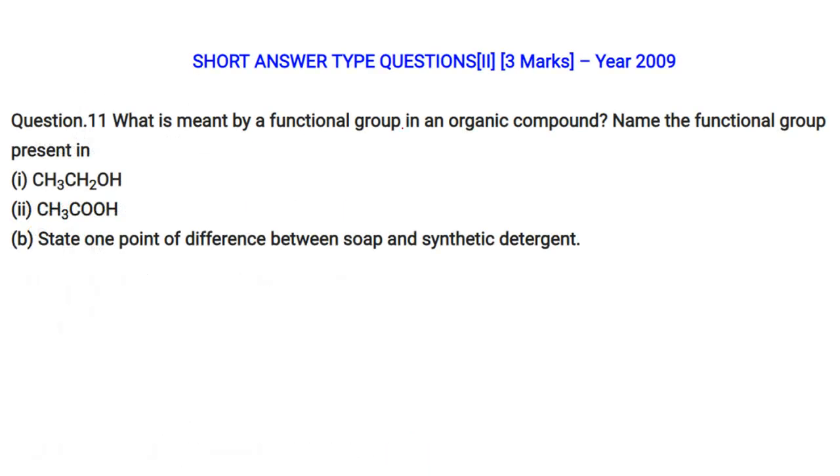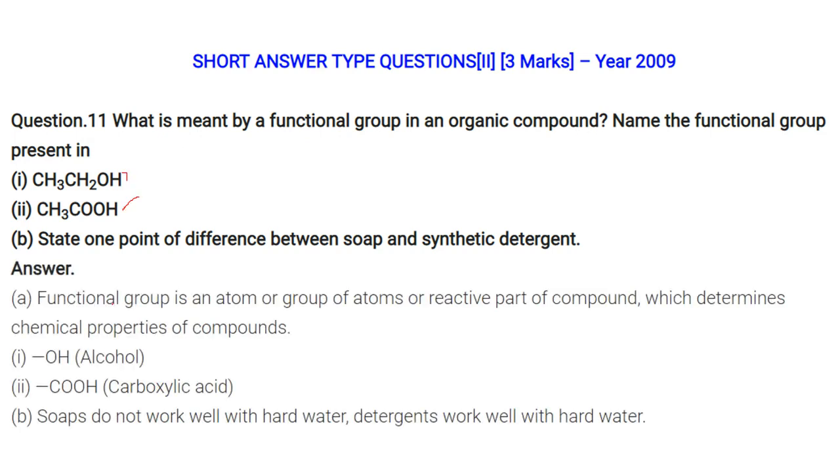What is meant by a functional group in an organic compound? Name the functional group present in this and this. So a functional group is an atom or group of atoms, the reactive part of the compound. It is going to determine the chemical properties of compounds. In this, OH is alcohol. This is the functional group. In this, COOH, carboxylic acid is the functional group. State one difference between soap and synthetic detergent. Soap does not work well with hard water, which contains Ca2+ and Mg2+ ions. Detergent works well with hard water.